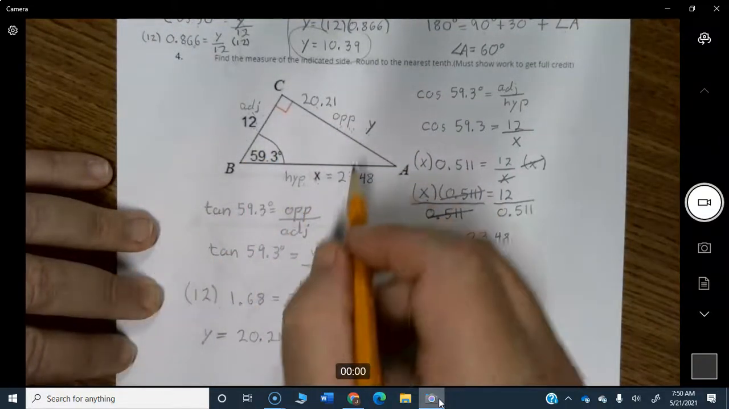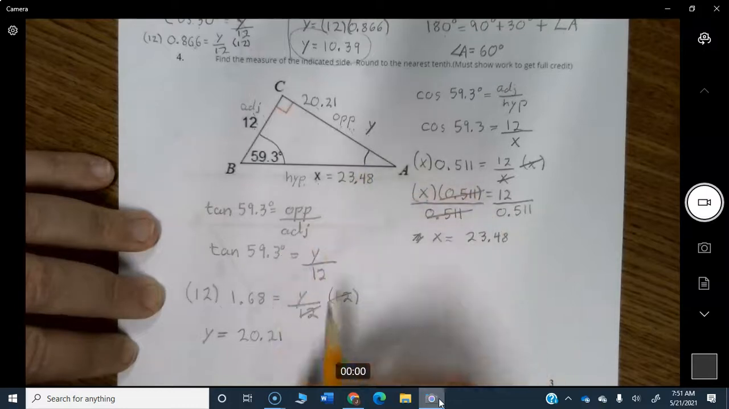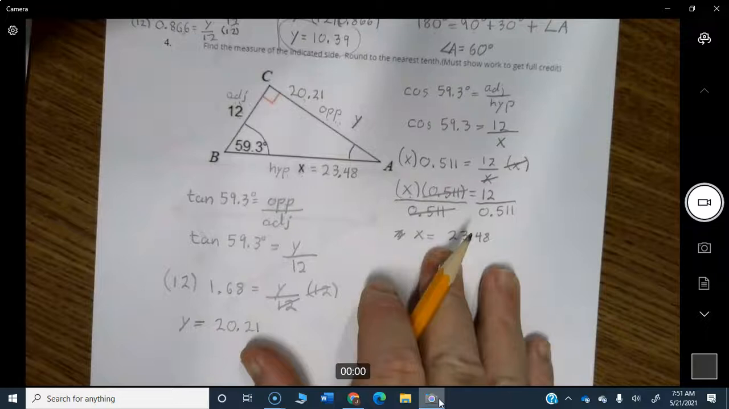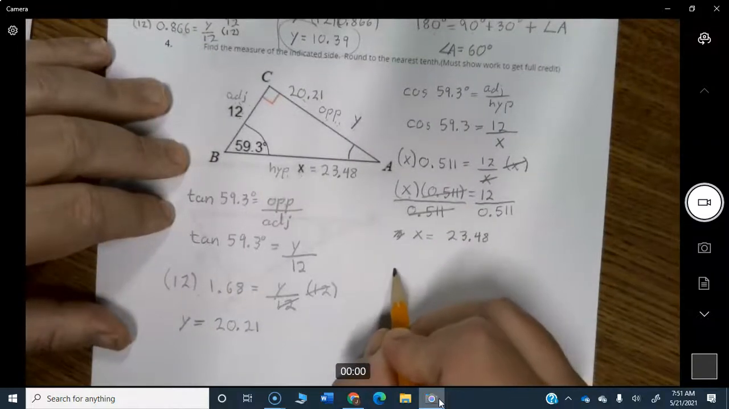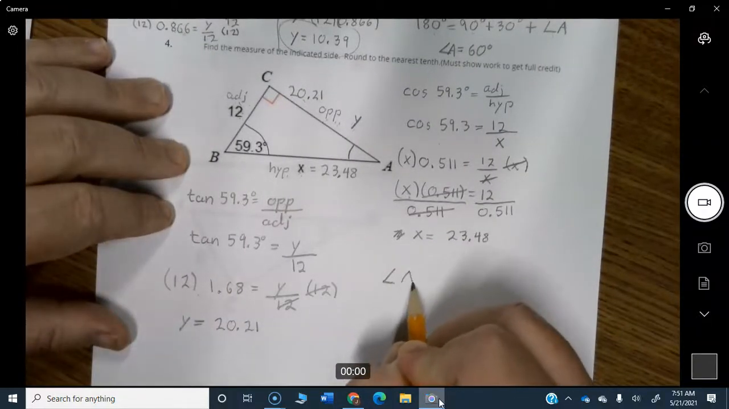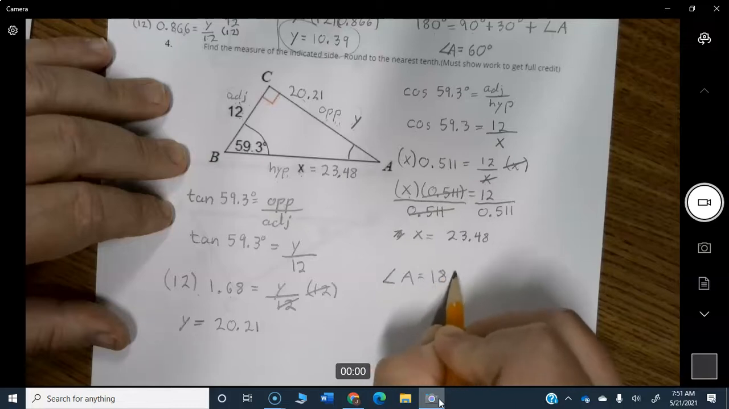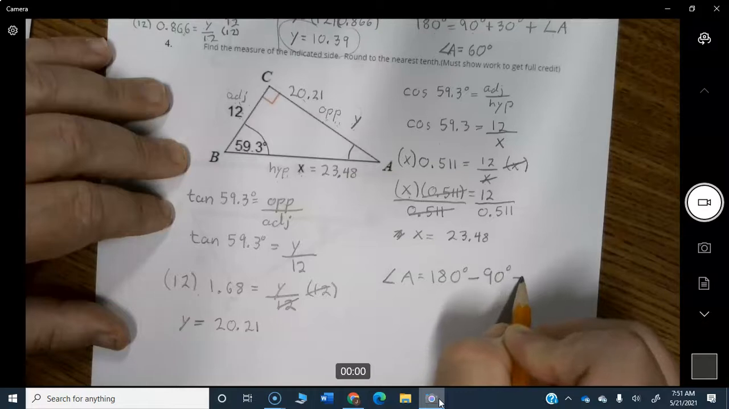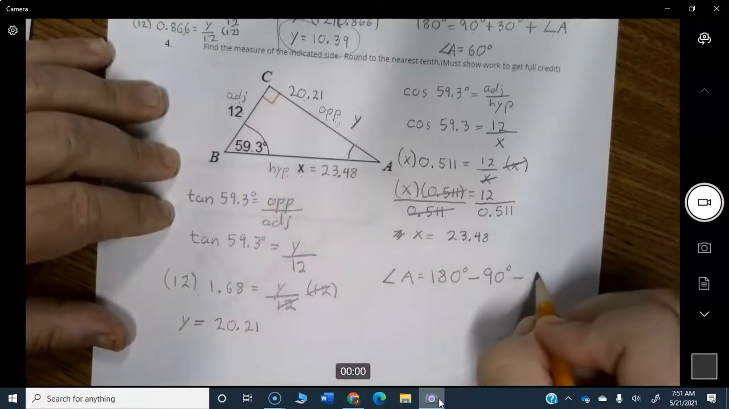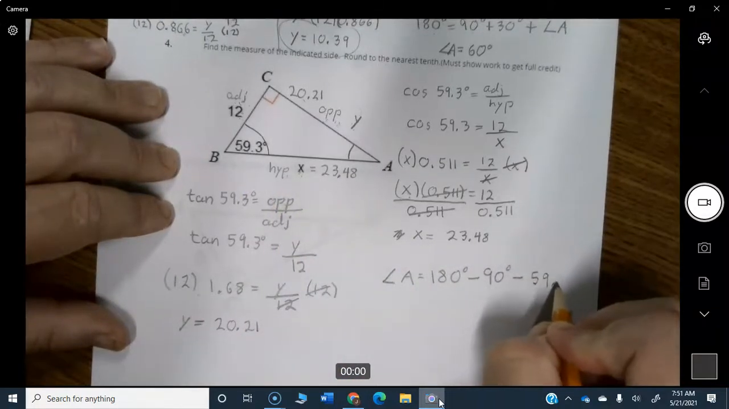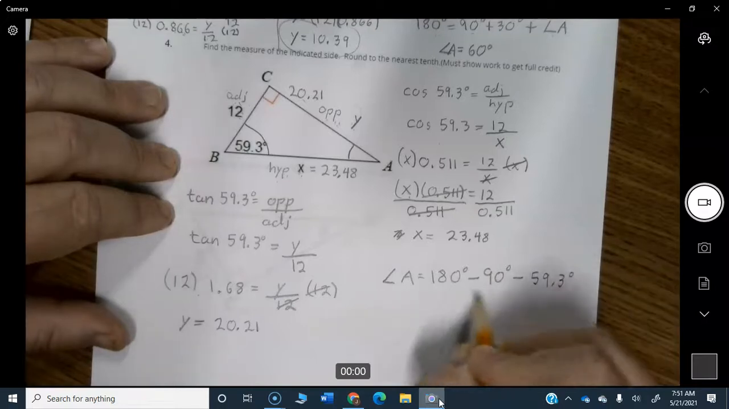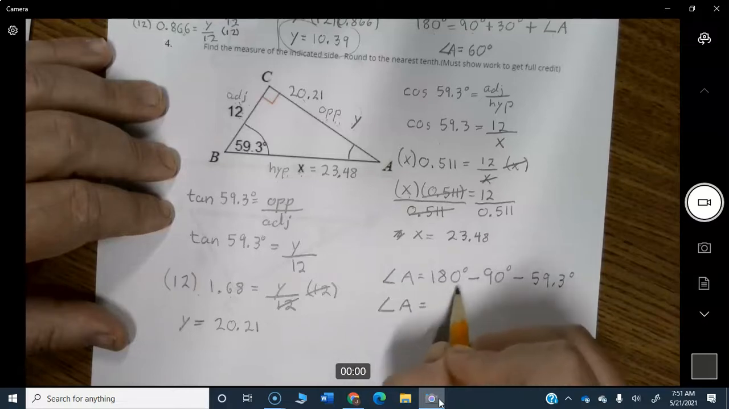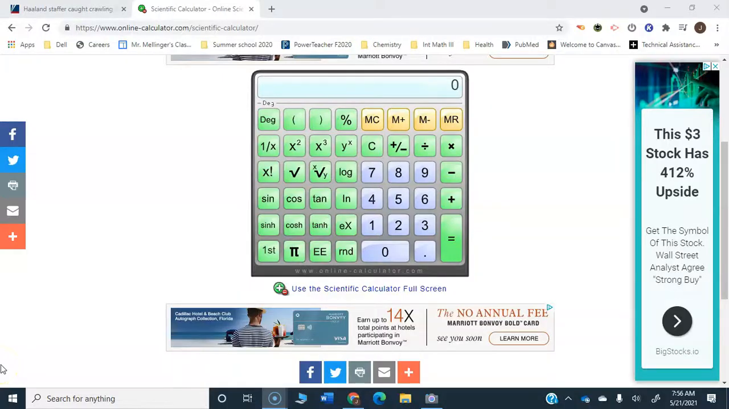The last thing I'll ask you to do is figure out what this unknown angle A is. So angle A equals 180 minus 90 minus 59.3 degrees, okay, like that. So angle A is going to equal 180 minus 90 is 90. Now we're going to go ahead and do that subtraction.